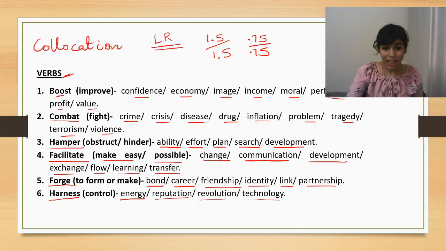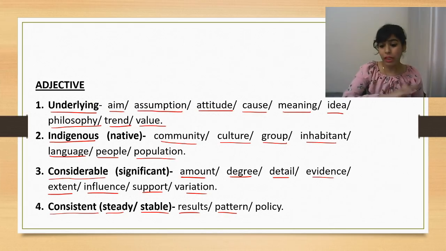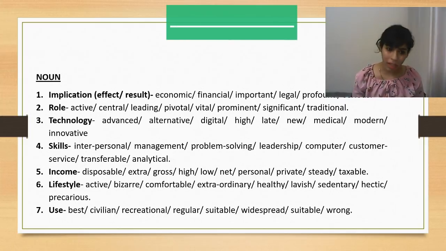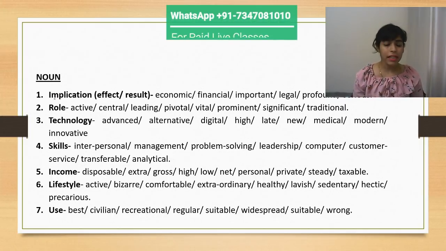Now we'll proceed to the last one, which is noun. So we have nouns here. So noun basically is telling you something. Noun is the name of a person, place, animal, thing. So the first noun is implication. And what does implication mean? It means effect or result.